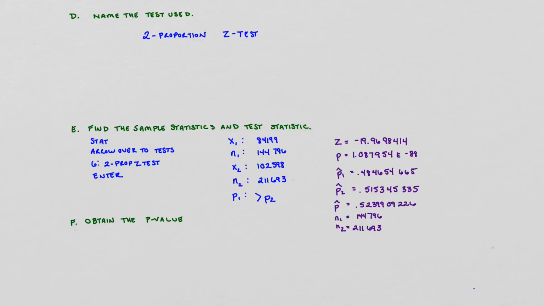Lastly, we are going to indicate which tail test we are working with. We said our alternative was using the greater than symbol, so we are going to use greater than P2 here. The items that you see in purple are the output that you get once you calculate. So as you can see, we get our z-score, or our test statistic, and then our sample statistics appear as P1 hat and P2 hat.